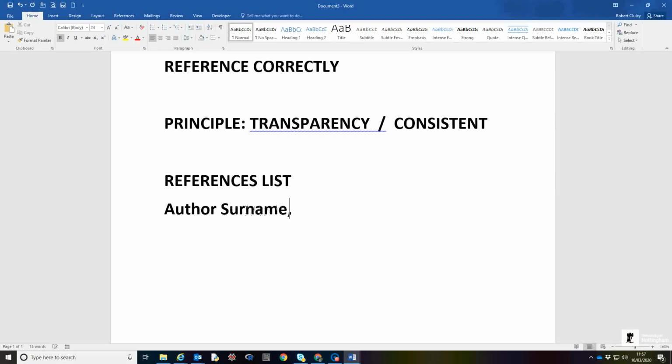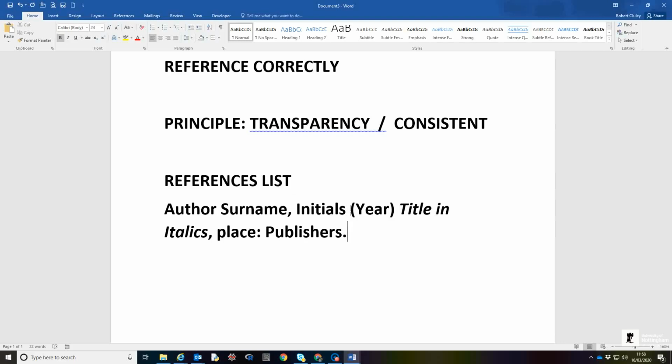surname, initials, the year that it was published, the title in italics, and then the place and publisher's name. All of this is essential to let me, or anybody who's reading your work, go back and find a text. And it's all available, and usually in the front cover of a book.